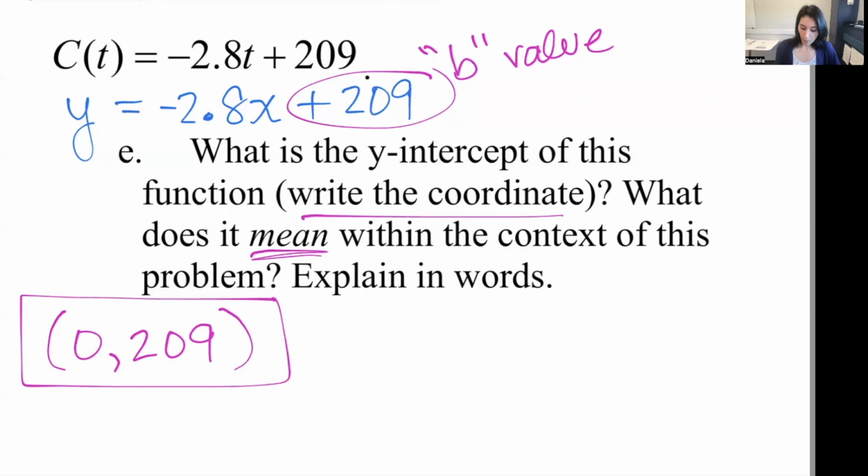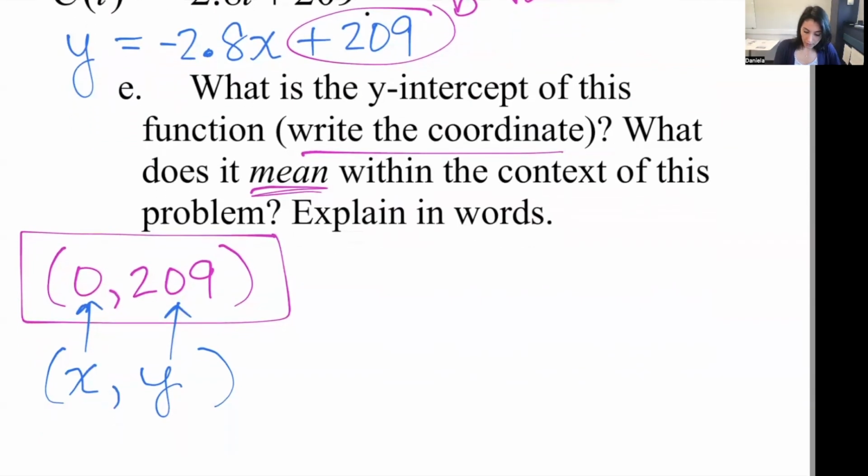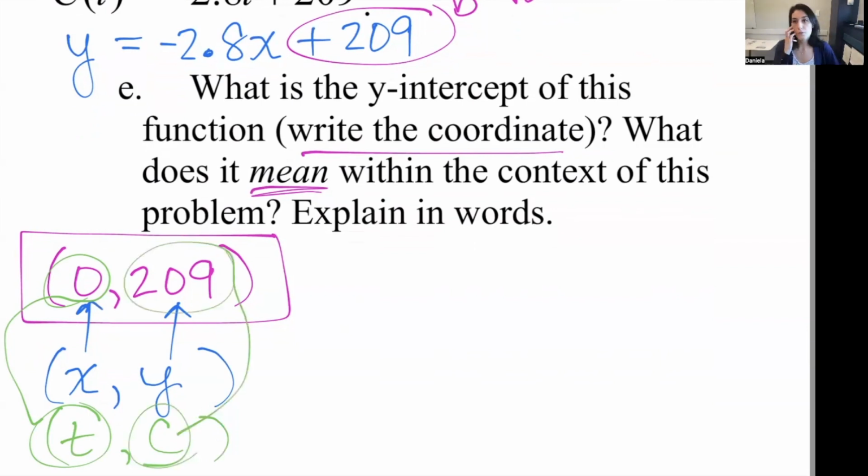Now again, it's really helpful to identify which one's x and which one's y. Since we write an ordered pair as x comma y, that tells us that when the x value is 0, the y value is 209. That's literally what that is saying. And just a reminder, what is x in this problem? That is the temperature. And then the y value is the cost. So this is saying that when the temperature is 0 degrees outside, the cost you are paying is going to be $209. So I'll write that out.